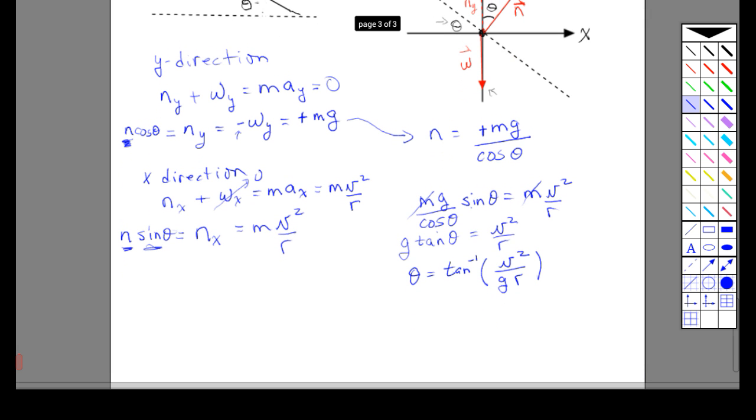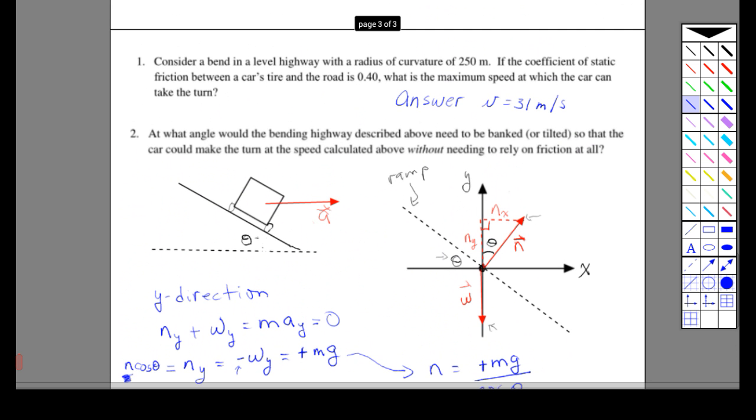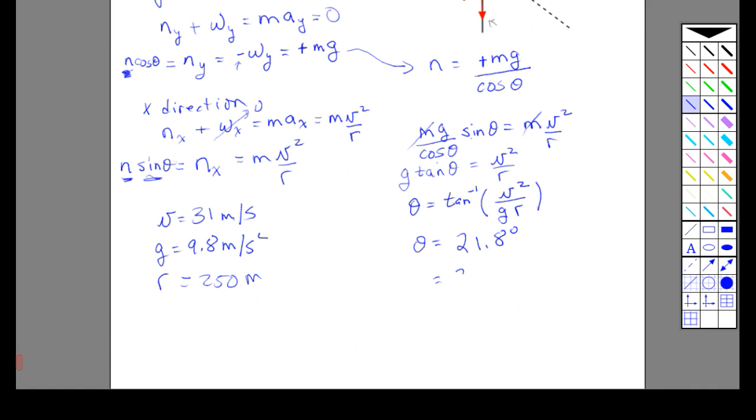Okay, so v we found before, about 31 meters per second. g we know is 9.8 meters per second squared, and our radius was 250 meters. We can plug all that in, and we'll find that theta is 21.8 degrees. How many sig figs do we need here? Let's go back up. It looks like we need two significant figures, so let's round this to about 22 degrees. And there's our answer.